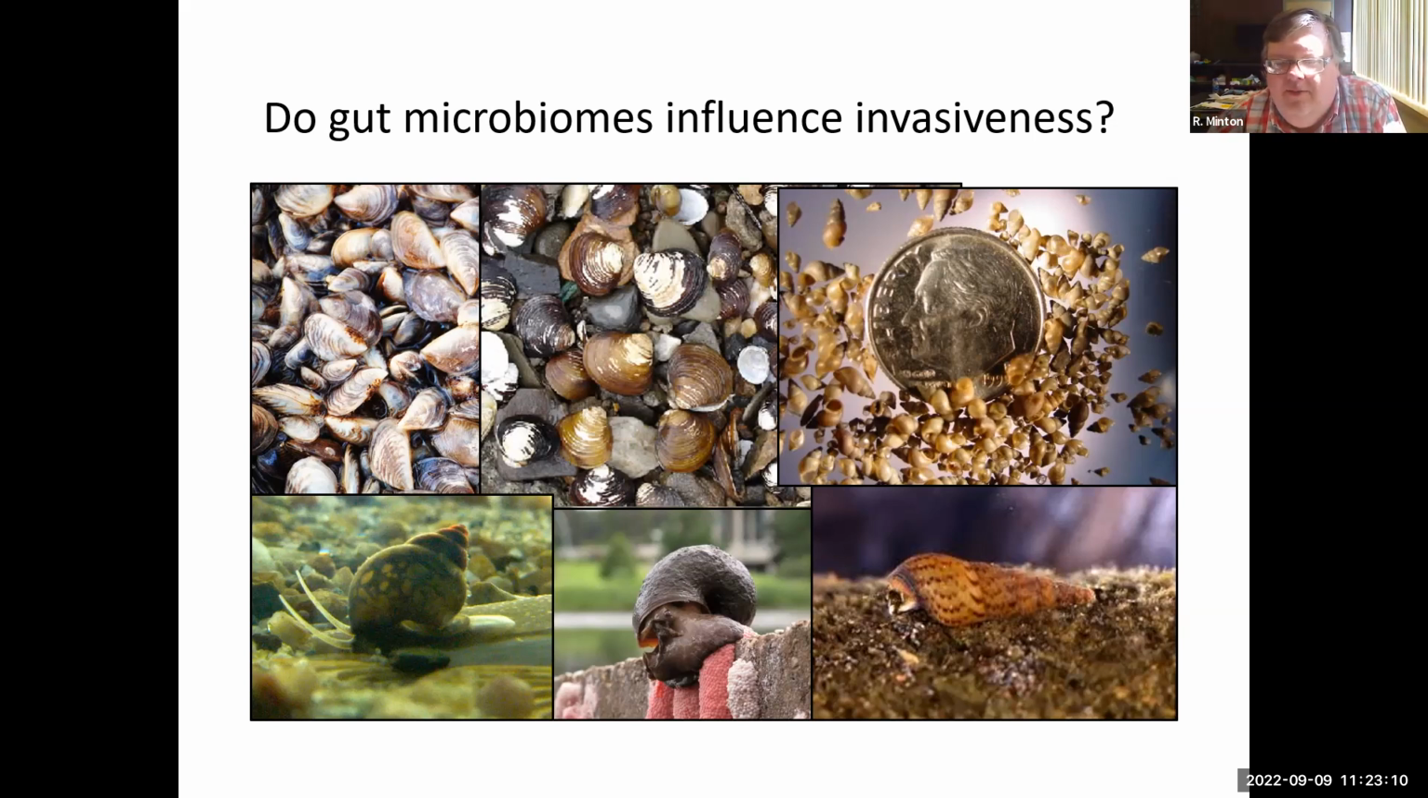I'm also interested in invasive species, and there's a number of freshwater invasive mollusks, some of them shown here: zebra mussels, Asian clams, faucet snails, apple snails, and so on. So the original purpose of this study was to start gaining insight as to whether the gut microbiome can influence how successfully invasive a freshwater snail can be. If we know there's a lot of factors driving the microbiome, can those factors be exploited by the organism to become a good invader, a better invader?